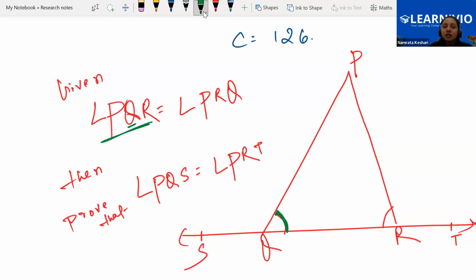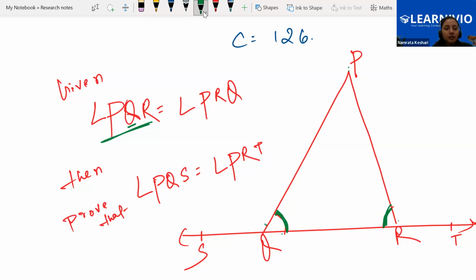So PQR is there. You just start from P, then go to Q, then go to R. You will understand it's the interior one. PRQ: start from P, go to R, and then end at Q. You will understand it's the interior one, interior angle R. PQR, PRQ, these two angles are mentioned over here.